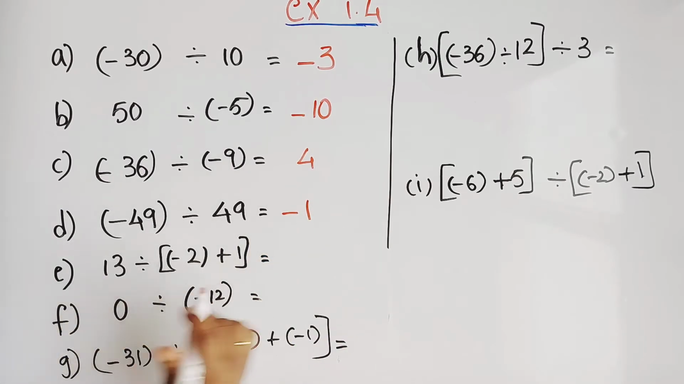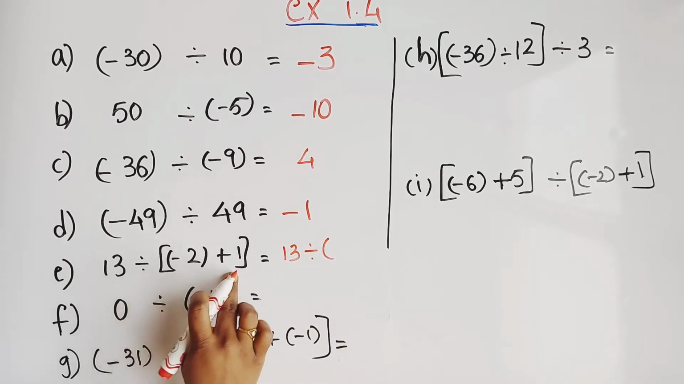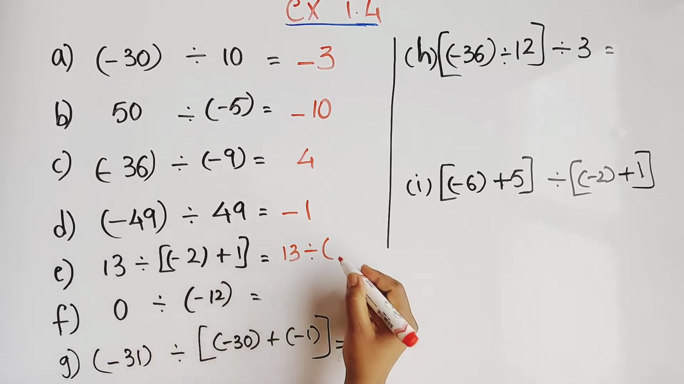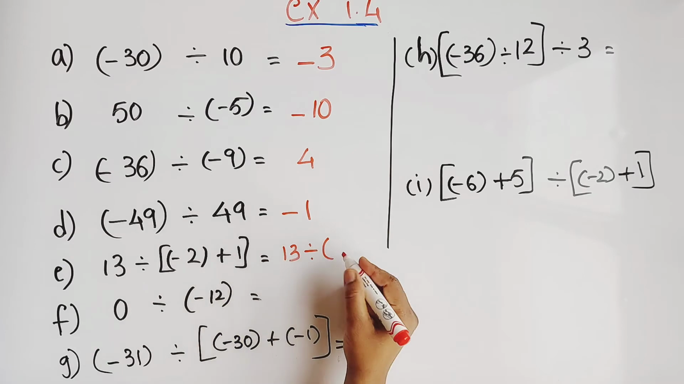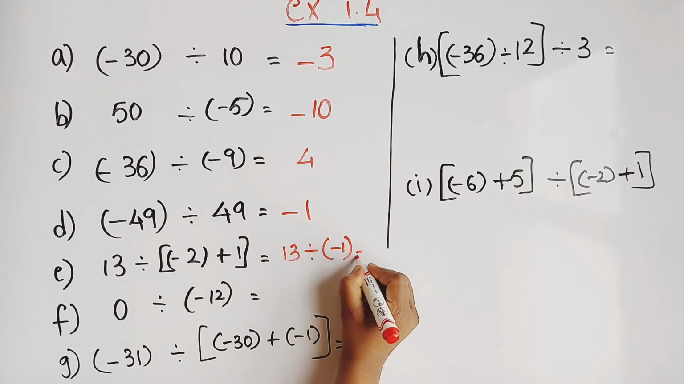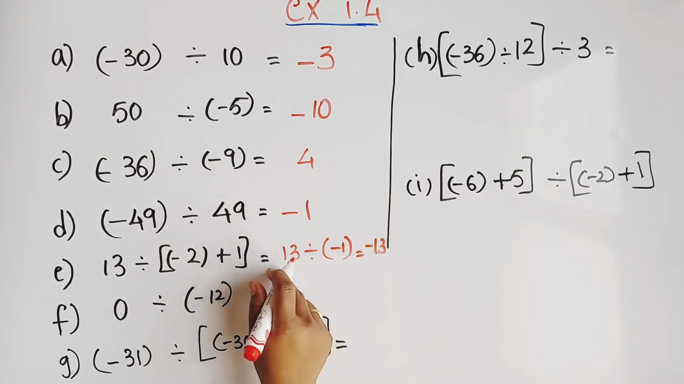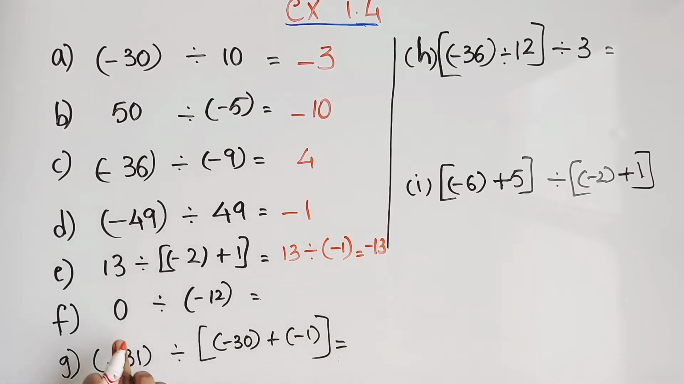Question E. 13 divided by. Here in the bracket we will solve first this one. Minus 2 plus 1. That means one negative number and one positive number. Minus 1. Now 13 divided by minus 1 is minus 13. 1 13s are 13. Negative symbol is there. It is minus 13. Now 0 divided by minus 12. 0 divided by any number gives you the answer 0.